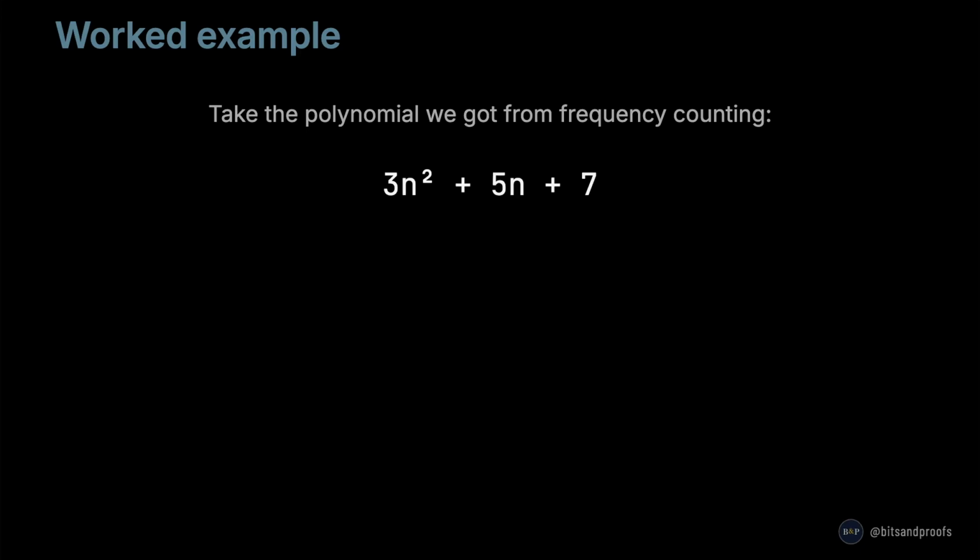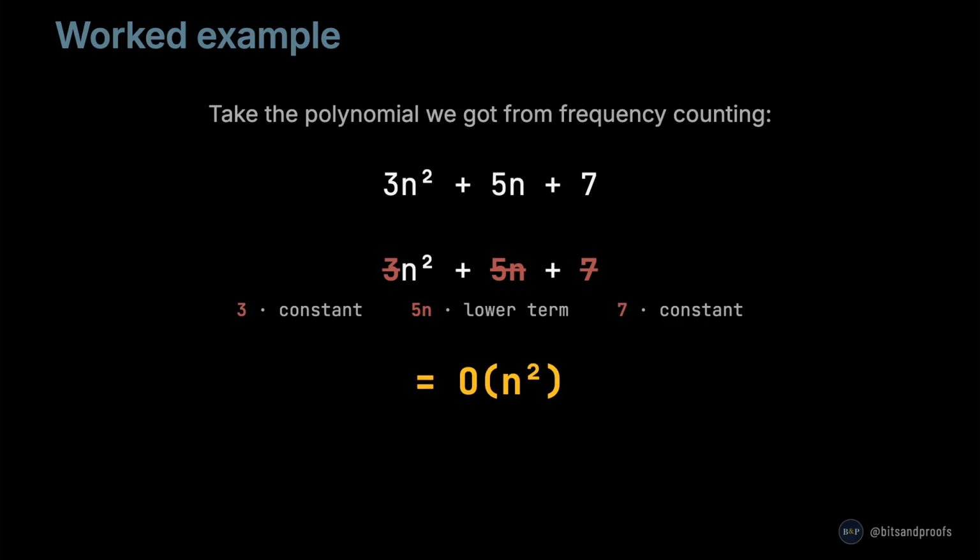Let's walk through a worked example. Take the polynomial we got from frequency counting. Imagine after counting a function's statements, we got 3n squared plus 5n plus 7. Looks complicated, it's not. Apply rule 1, drop the constants. The 3 in front of n squared, the 5 in front of n, the 7 by itself, they all go. We're left with n squared plus n plus 1.